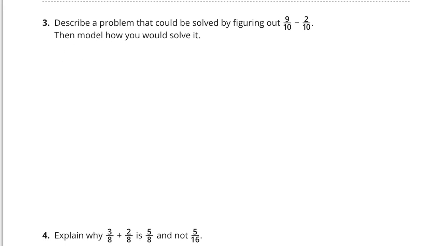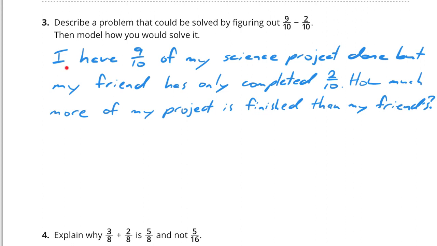Next, let's go to number 3, where it says describe a problem that could be solved by figuring out 9/10 minus 2/10. Then model how you would solve it. I have 9/10 of my science project done, but my friend has only completed 2/10. How much more of my project is finished than my friend's?